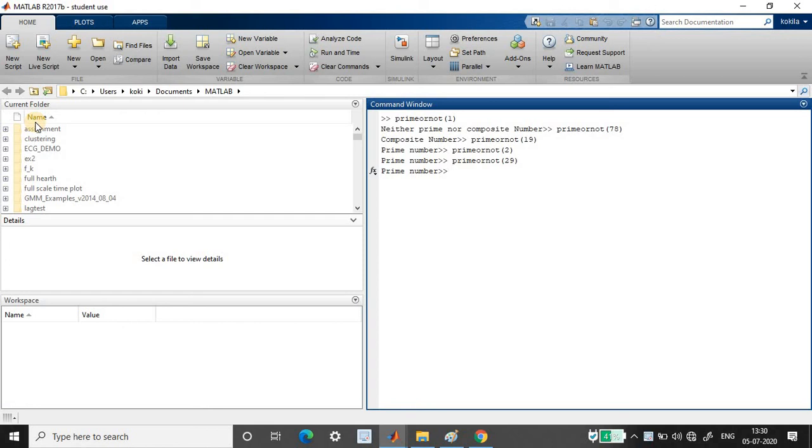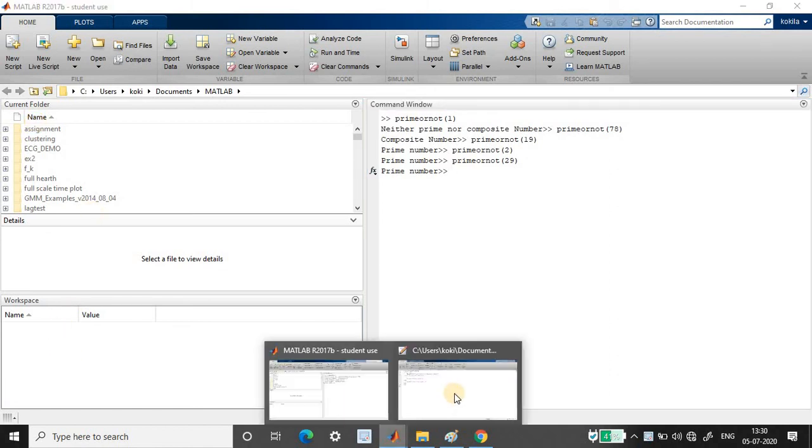So you can feed any input of your choice and check whether it is prime or composite. Just have a look at the program one last time.